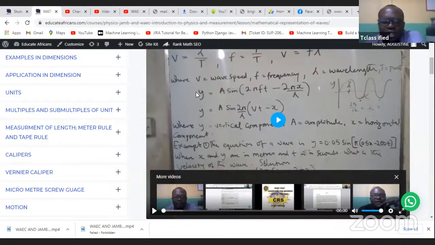Y equals A sine (2 pi f t minus 2 pi x over lambda), where A is the amplitude, which can also be put in this form: Y equals A sine 2 pi over lambda (Vt minus x), where Y is the vertical component of the wave, A is amplitude, x is the horizontal component. Then we have an equation here. The equation of wave is given as this, where x and y are in meters and t is in seconds. What is the velocity of the wave with the given solution?